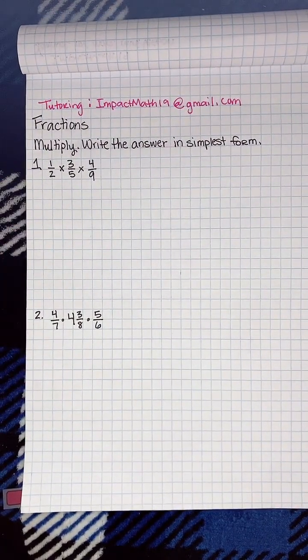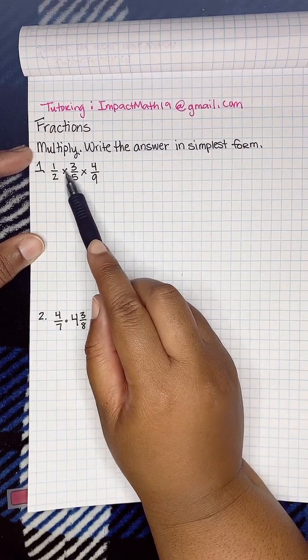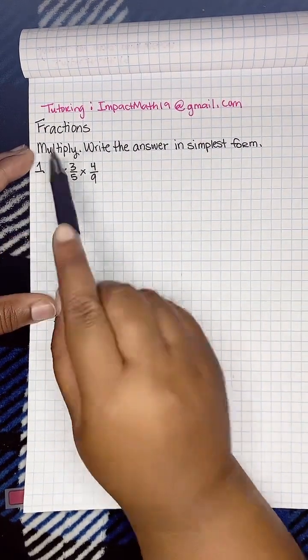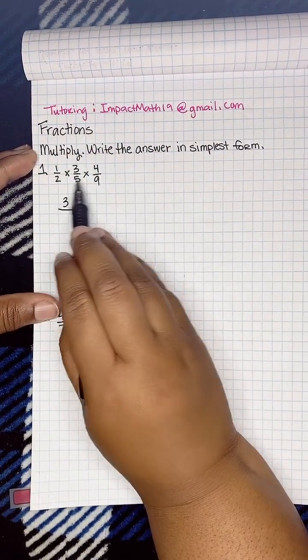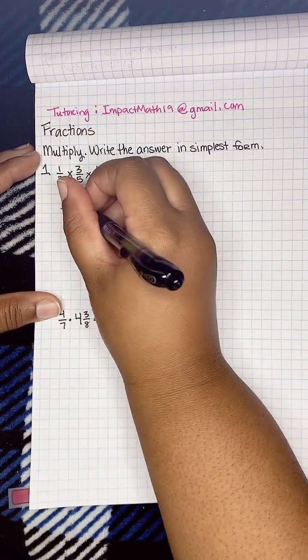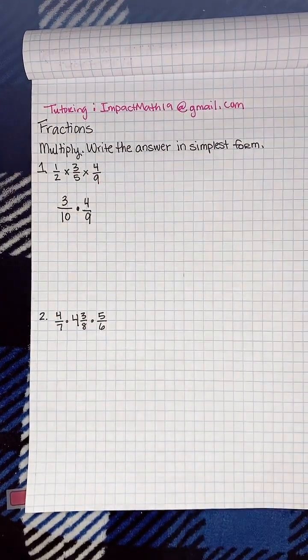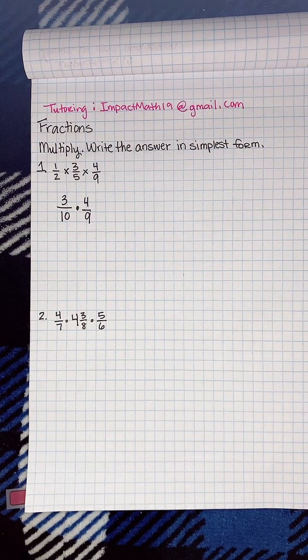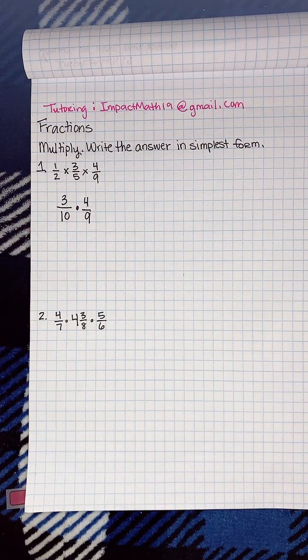Okay. So we're going to work from left to right. We're going to do 1/2 times 3/5. So 1 times 3 gets us 3. And 2 times 5 gets us 10. Now we're going to drop down our 4 9ths. Okay. Can anybody tell me what we can cross simplify, what we can cancel out?